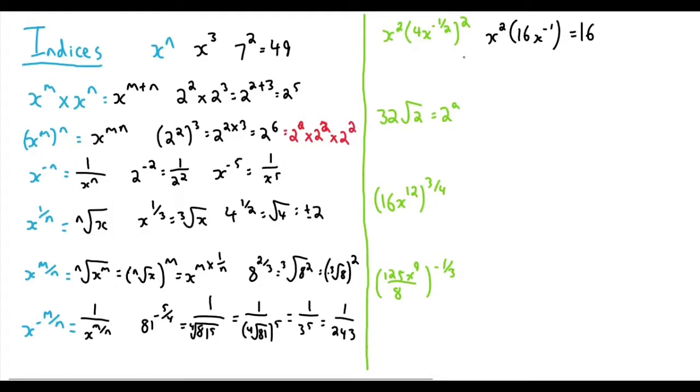But here then, if you have x squared times x to the minus 1, that's like we had here. So both x terms are timesed together. You're going to add the powers, or rather in this case, 2 add minus 1. That's just like x to the 1. So it'll just be 16x.